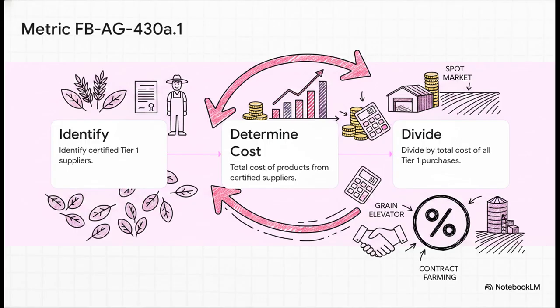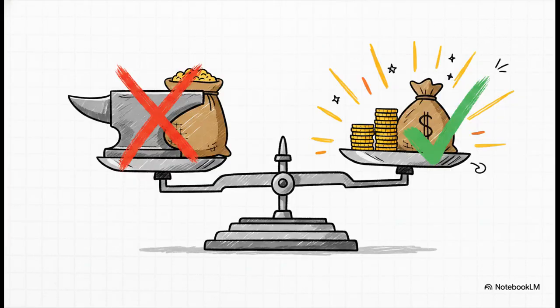The scope here is super important. It includes everything from contract farming and spot market purchases to grain elevators where you don't actually control the production process. Now pay attention to this part because it is absolutely crucial. This metric is purely financial. You have to calculate the percentage based on the presentation currency cost of the goods, not by volume, like metric tons. Why does this matter?